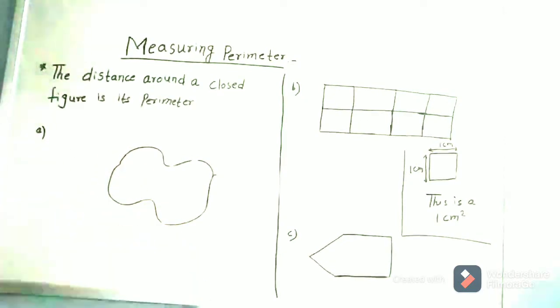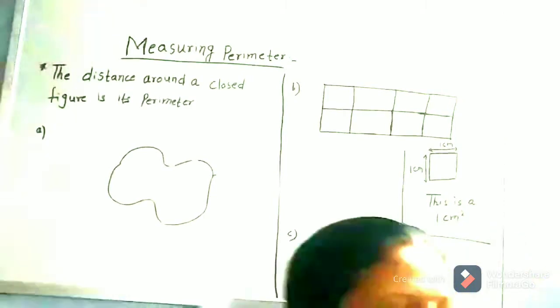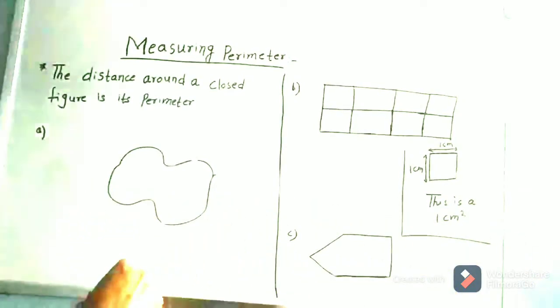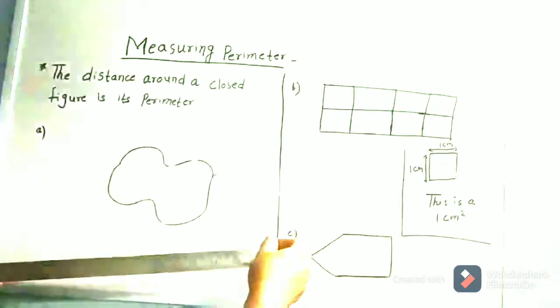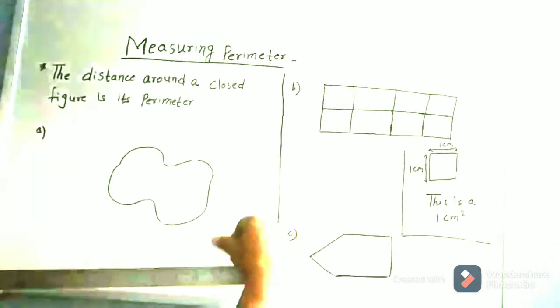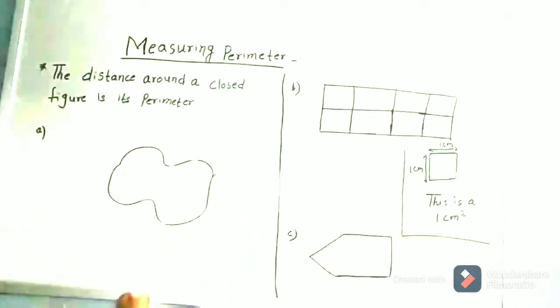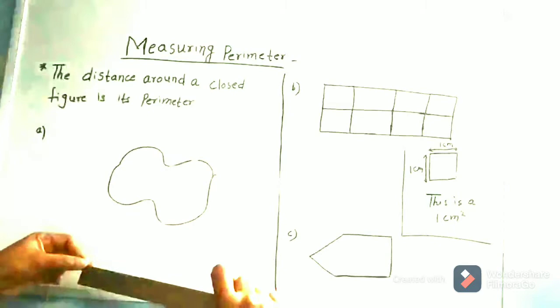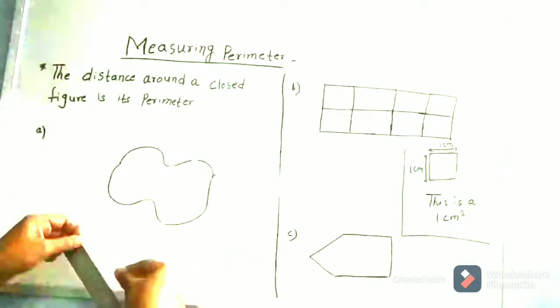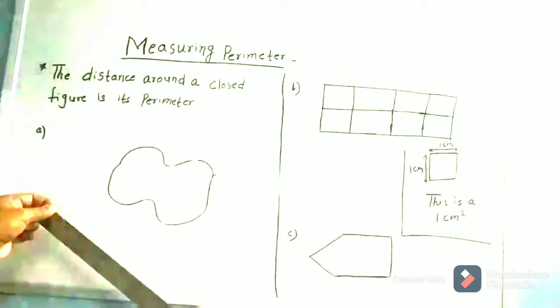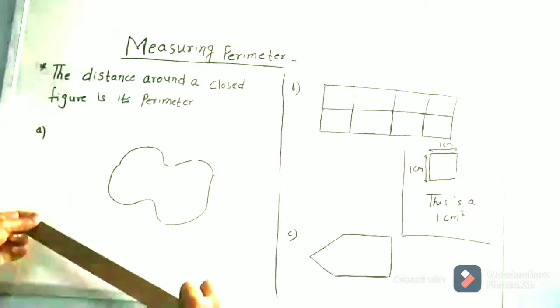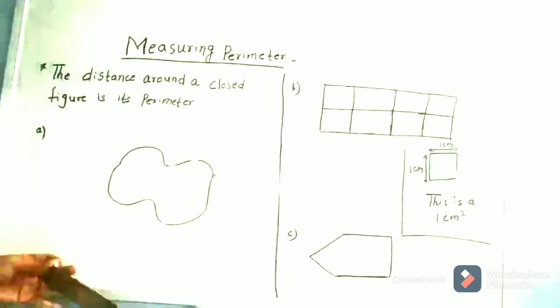Now we cut the thread and measure it with the ruler. How much is it? See here, the starting point is with the 0. We measure up to here. How many centimeters is this? 12 centimeters. Then again we keep the starting point at 0 and measure until the last point, here it is 10. So 12 plus 10 is 22 centimeters.